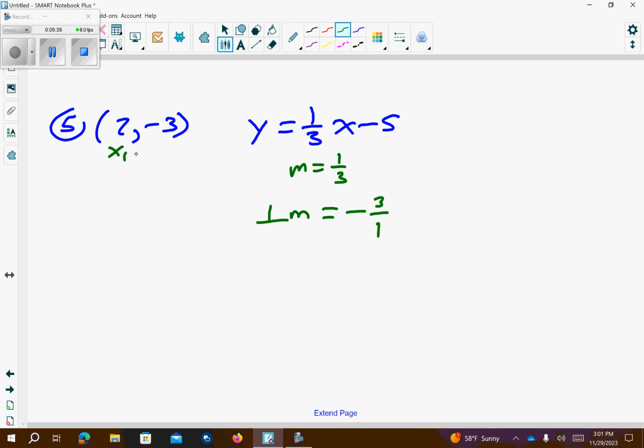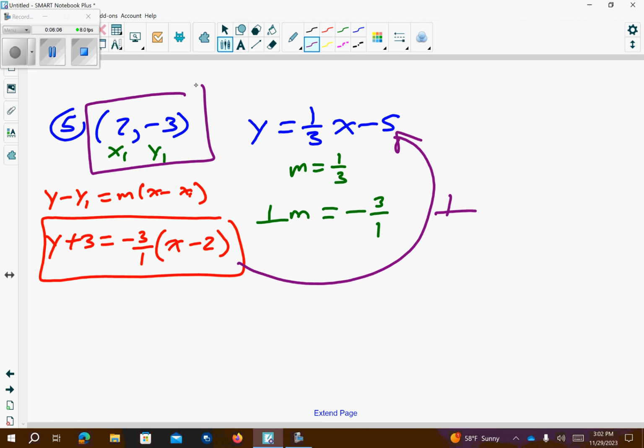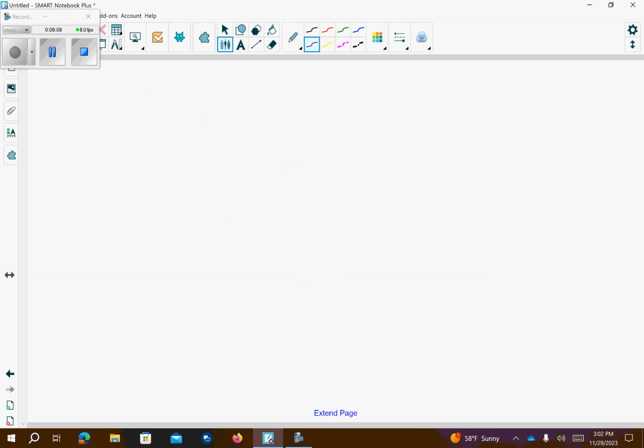I'm going to plug into x1, y1. So y minus y1 equals m times x minus x1. We're going to plug our values in. Our y value is -3, so it's going to be a +3 here. We're going to use our perpendicular slope, which is -3 or -3/1. It's your choice how you want to write it. Our x1 value is a +2, so it'll be a -2 here. So this equation here is perpendicular to this, and it also contains this point. Number 6.